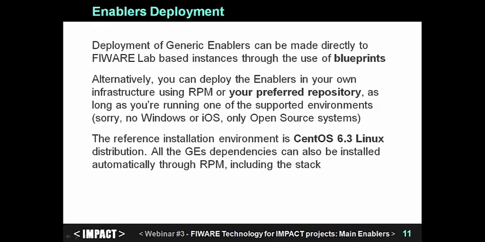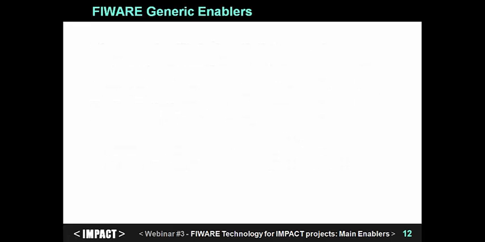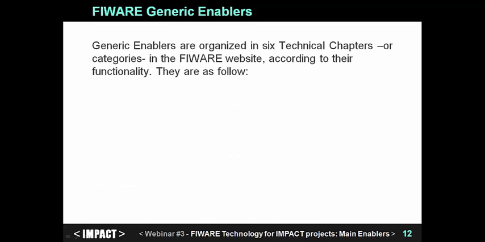So the two options you have right now are: option one, use the FIWARE Lab and deploy the generic enablers there using the blueprints. And second option, use your own environment and deploy using RPM. Pretty easy, isn't it? There are many generic enablers, and they're all organized in 6 technical chapters, I mean, 6 categories in the FIWARE website, according to their functionality.